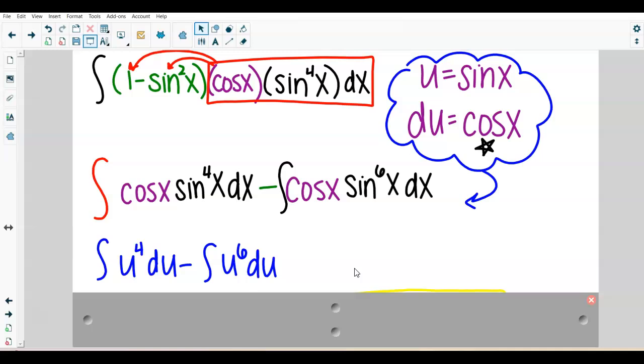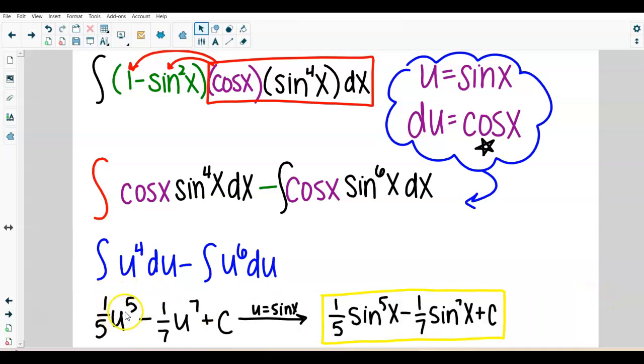Now we're ready to do our integration, where we add 1 to the power and divide. So that makes this 1/5 u to the fifth, minus 1/7 u to the seventh, and then there's no bounds, so we'll have our plus c. Our u is sine of x, so we replace that back in with u. So a lot of steps here just to get to our u substitution, but we had to get it in terms of just u and du so that we could integrate. Let me know if you have questions on that one.